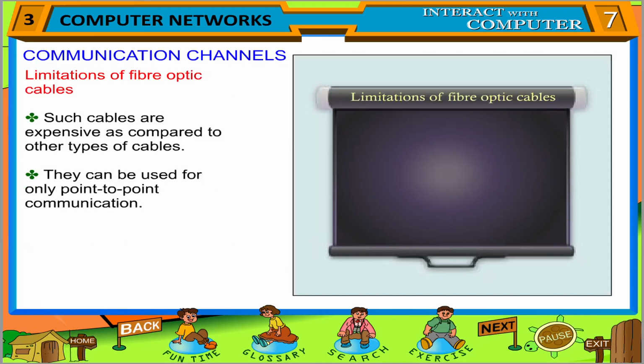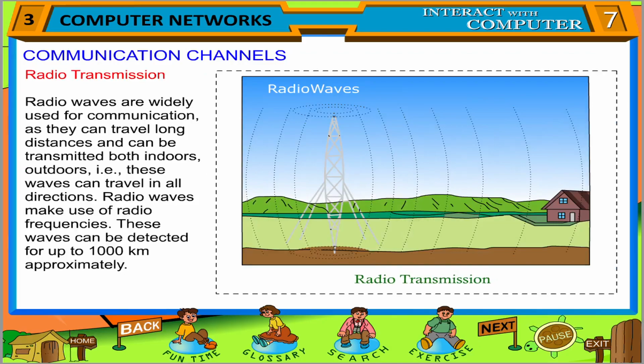Radio transmission. Radio waves are widely used for communication as they can travel long distances and can be transmitted both indoors or outdoors. That is, these waves can travel in all directions. Radio waves make use of radio frequencies. These waves can be detected for up to 1,000 kilometers approximately.